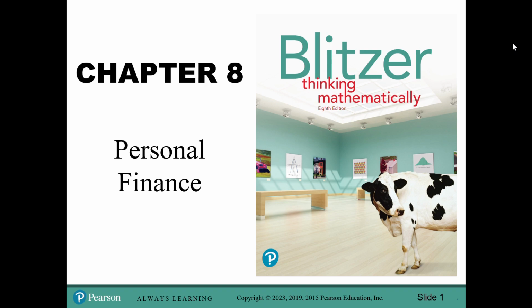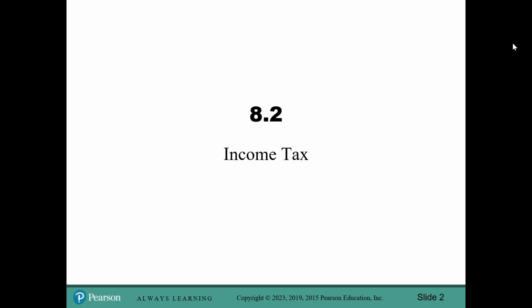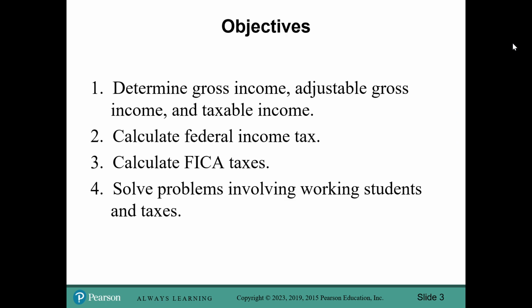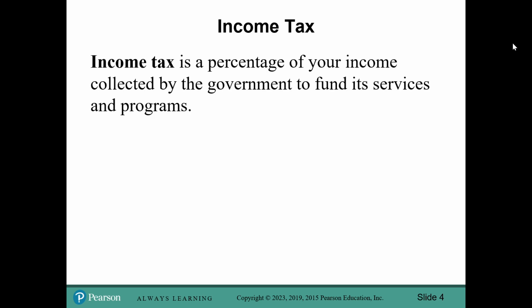Hello class, today we are doing Chapter 8, Personal Finance, Section 8.2, Income Tax. Our objectives today are to determine the gross income, adjusted gross income, and taxable income. We want to calculate the federal income tax, calculate the FICA taxes, and solve problems involving working students and taxes. Now, we will first define income tax.